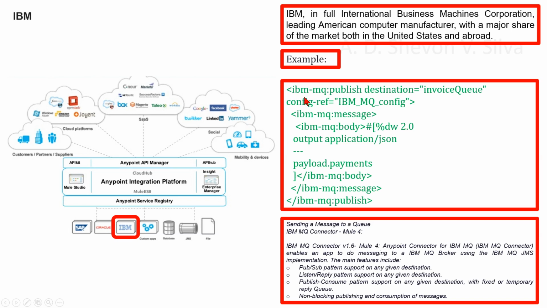Here, when used in its default form, the connector will publish whichever is in the payload. But what happens if the payload is not in the correct format and you need to make a transformation?